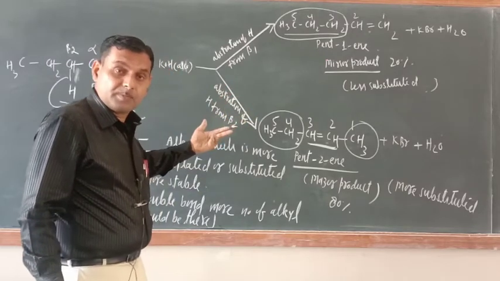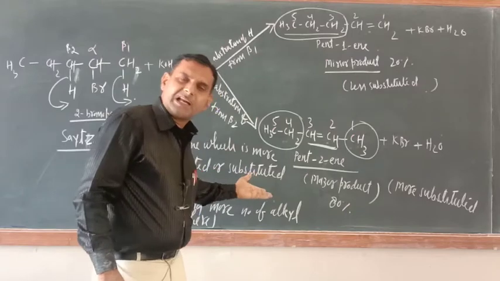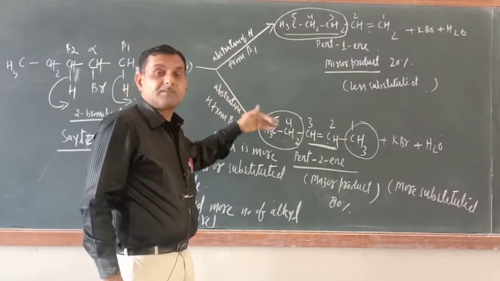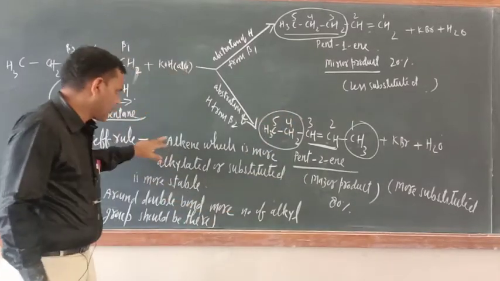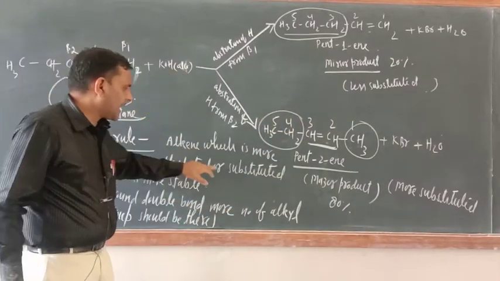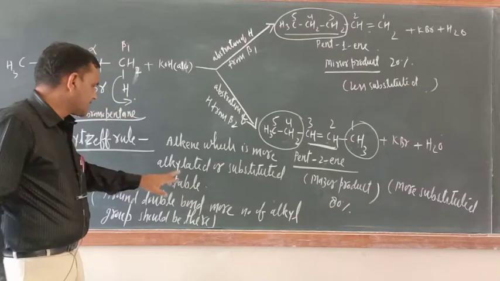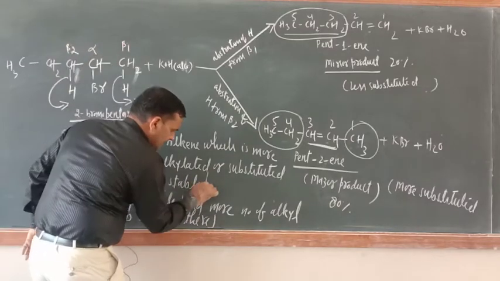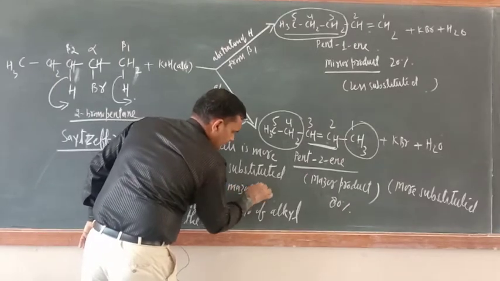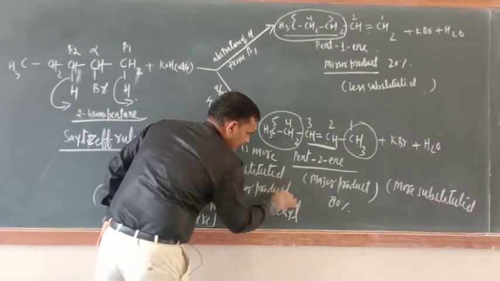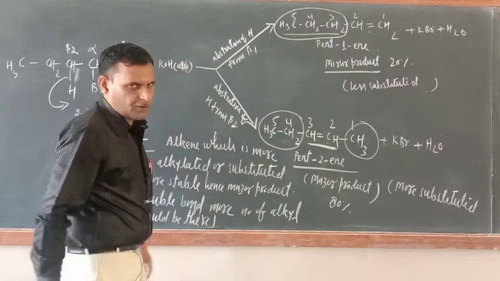Which will be the major product? The one which is more alkylated. And which will be the minor product? The one which is less alkylated or less substituted. Both words are the same. Alkene which is more alkylated or substituted is more stable. Hence major product. Okay, no problem at all.